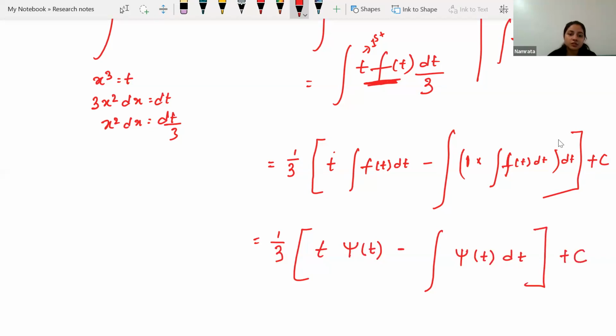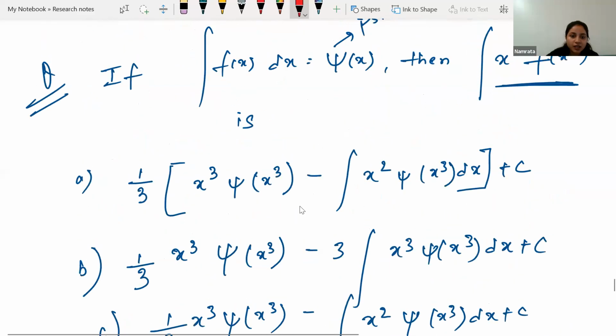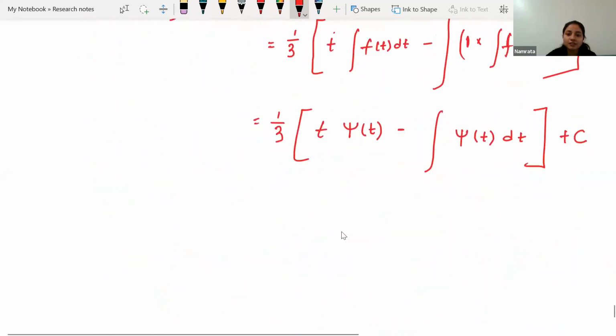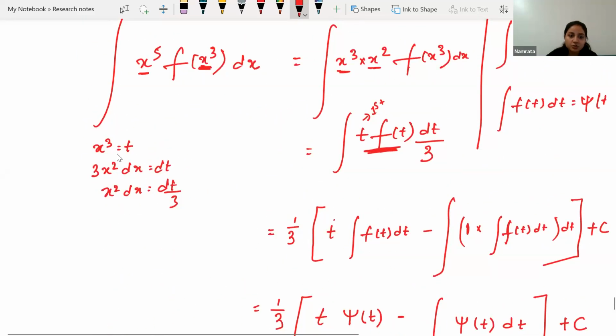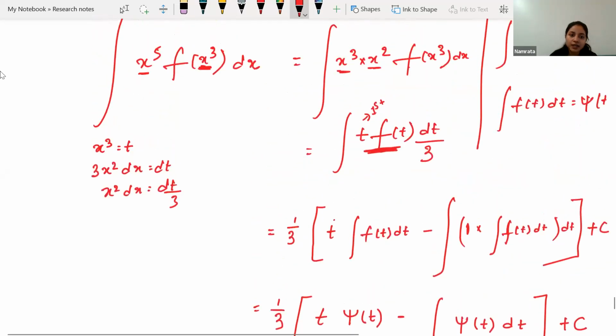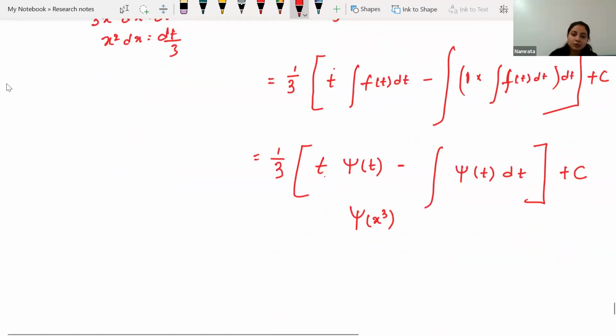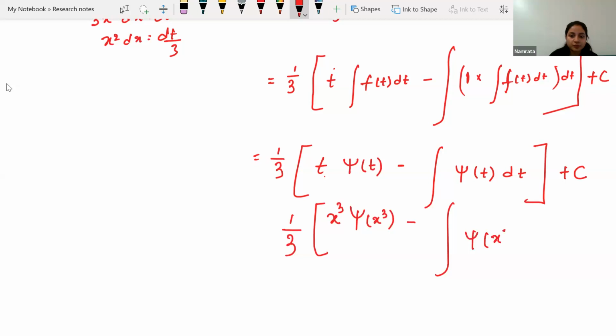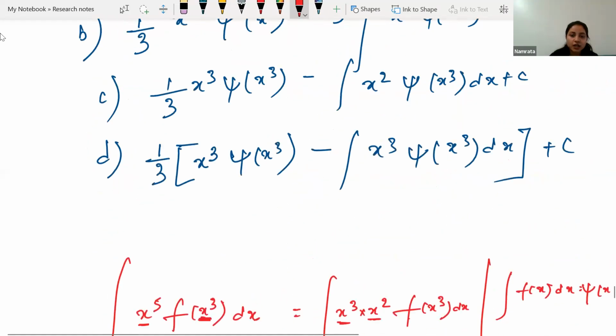Let's see the options. The options are x cube psi of x cube, so everywhere psi has x cube. So let's do the back substitution. At the place of t, I can write psi of x cube. Back substitution I am doing, nothing else. You can see here I have taken x cube as t, so at the place of t I am going to write x cube. Minus here psi of t, at the place of t I am going to write x cube. Let's see whether it matches with any of the options.